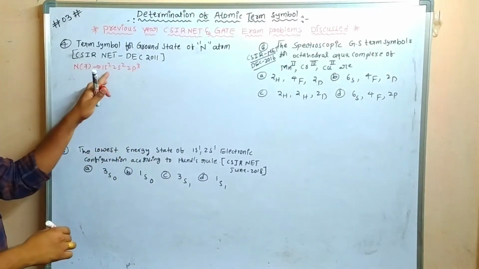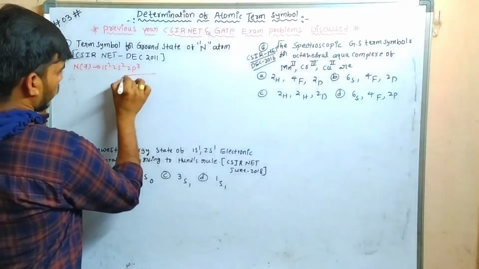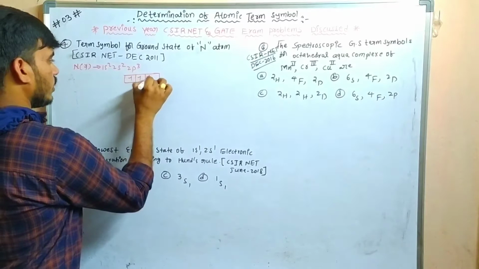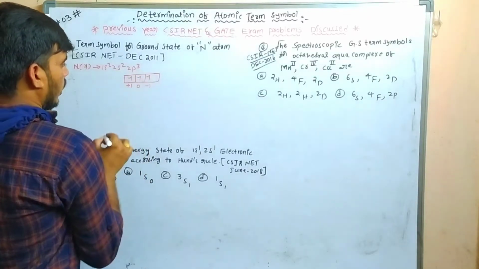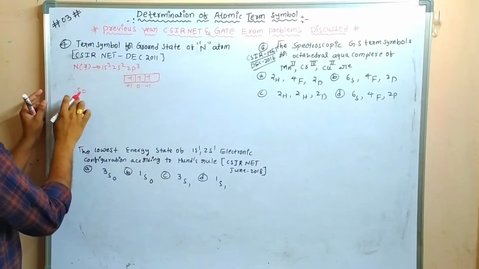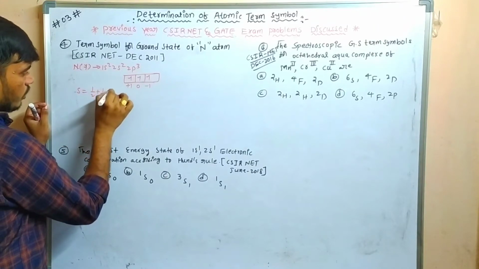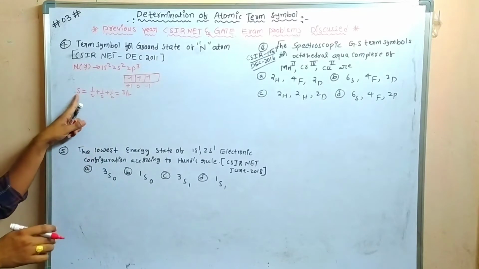So this is the general electronic configuration of the nitrogen atom. Here, in the outermost shell, the electrons are filled in this manner, with magnetic quantum numbers -1, 0 and +1. Then you have to calculate the spin quantum number value: +1/2, +1/2, +1/2 is equal to 3/2. 3/2 is the S value.